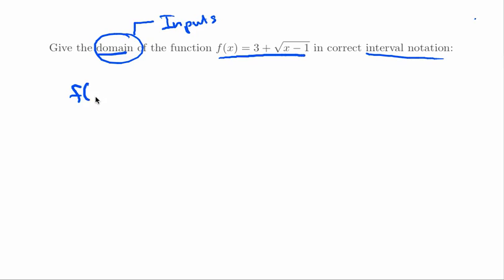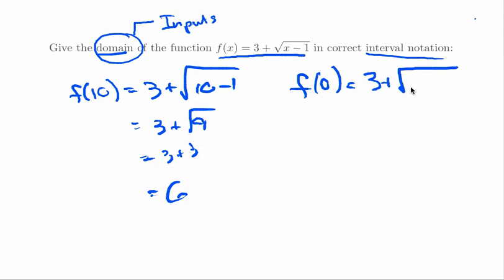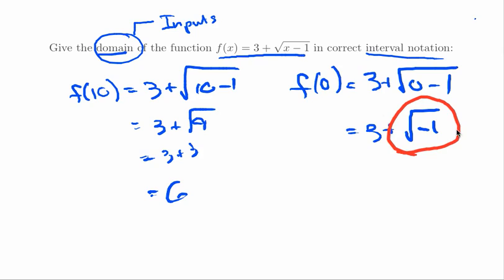Now some things I can put into this function are just fine. Like if I try to calculate f of 10, that would be 3 plus square root of 10 minus 1. Okay, and I can compute that. That's 3 plus radical 9, that's 3 plus 3, and that's 6. I get an answer if I put that 10 in. But other things I can't, like say f of 0. That would be 3 plus radical 0 minus 1. That's 3 plus square root of negative 1, and that right there is a problem, right? There's no real number whose square is negative 1. And so that gives me a non-computable result. So in other words, 0 is not in the domain of this function, but 10 is.